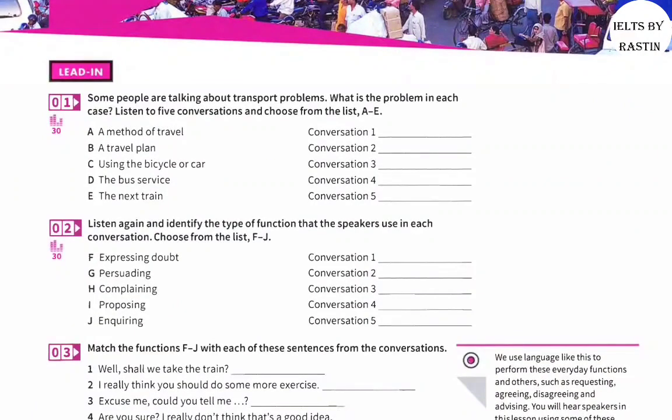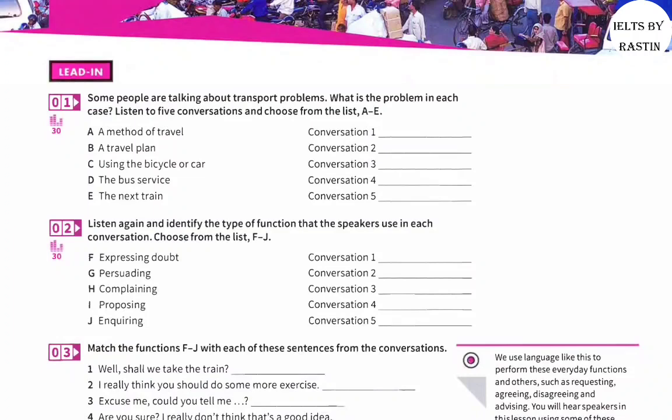Let's go to Section 1, lead in. Some people are talking about transport problems. What is the problem in each case? Listen to 5 conversations and choose from the list A to E. Okay guys, what is our task now? This is the first bullet point. We're going to identify the main focus. We listen to the conversations and match the main topic with conversation numbers 1 to 5. Let's listen to the conversations together.